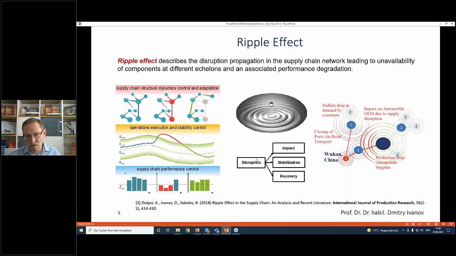To manage the ripple effect and disruptions in the chain, we usually consider three major areas, which are measuring the impact of disruption, the performance impact, developing stabilization actions, some policies to stabilize in the short term, and then preparing for mid-term and long-term recovery.